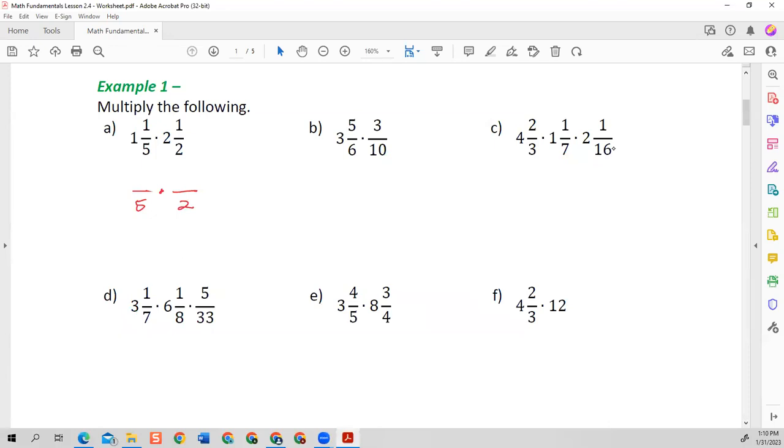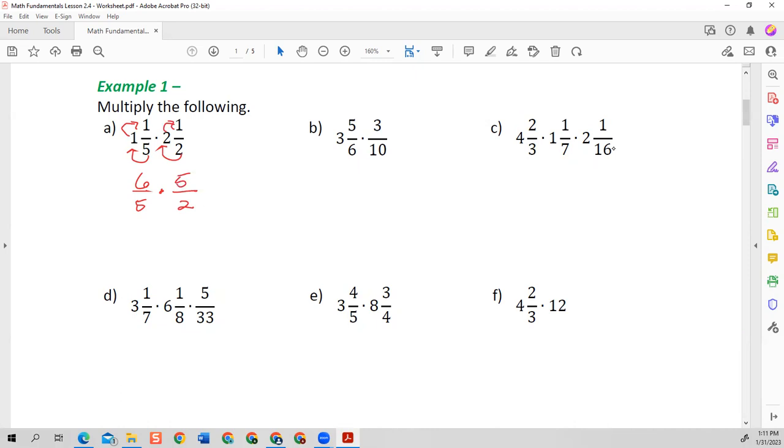And to convert a mixed number to improper, you always say denominator times whole number. In this case, it's 5 times 1. And then you're going to add it to the numerator. So 5 times 1 is 5, plus 1 is 6. 2 times 2 is 4, plus 1 is 5.